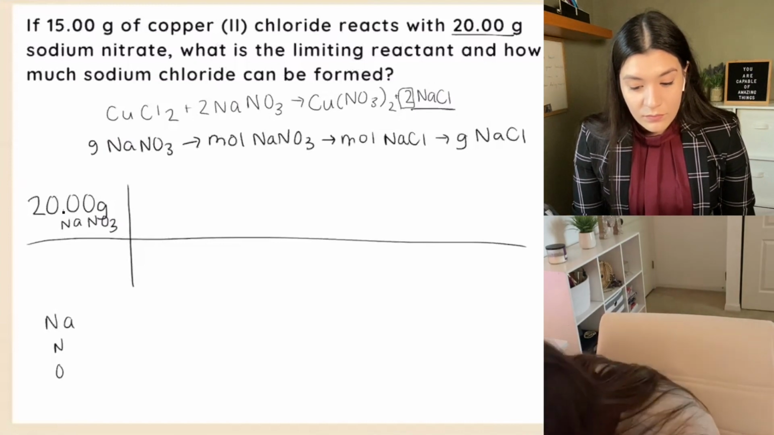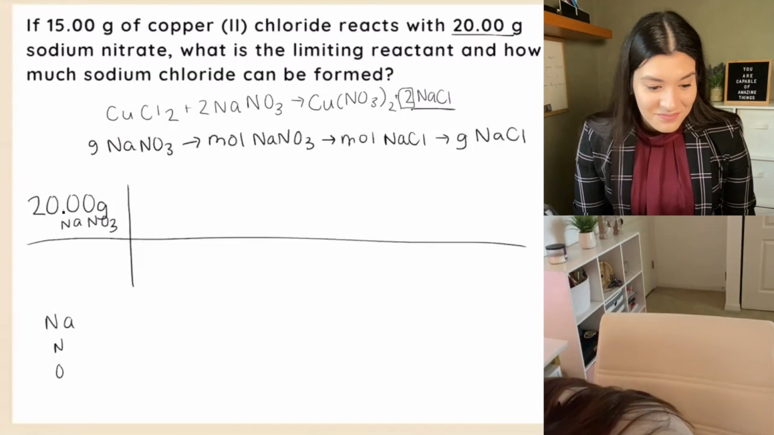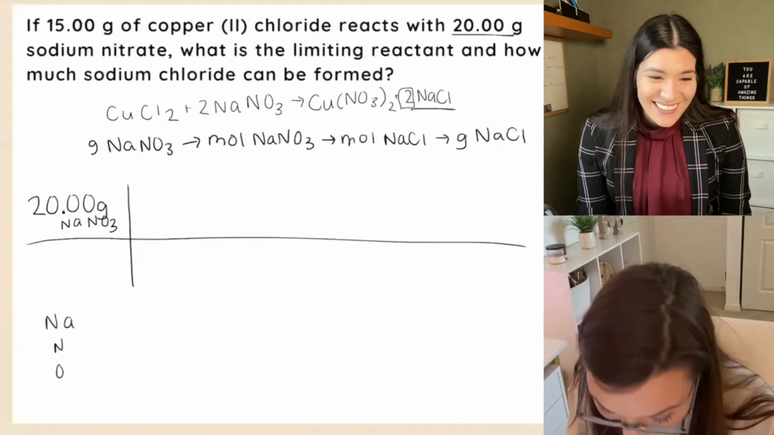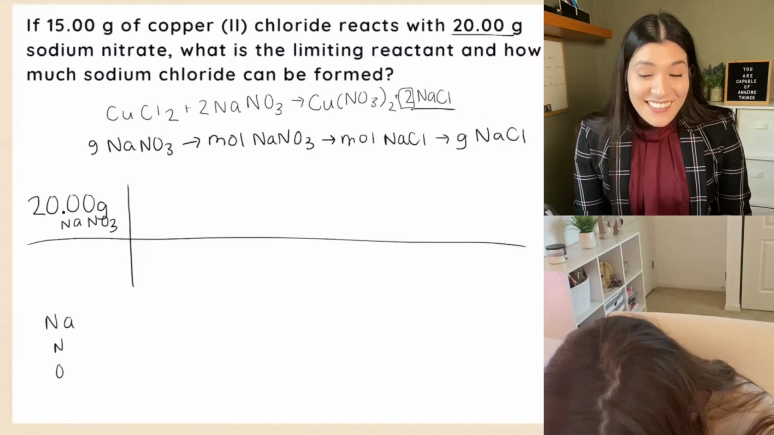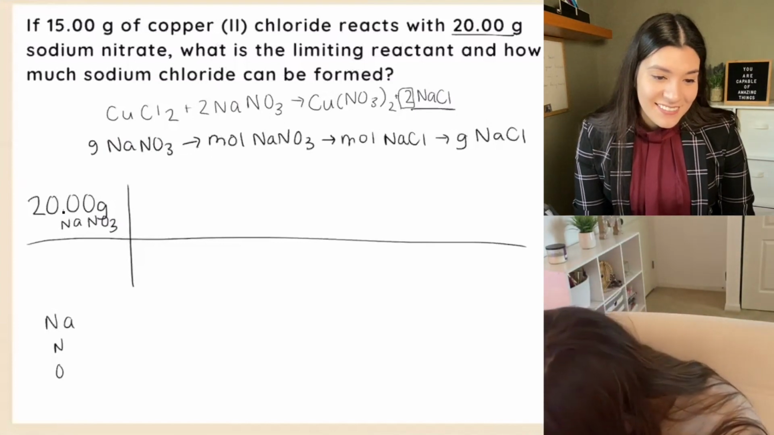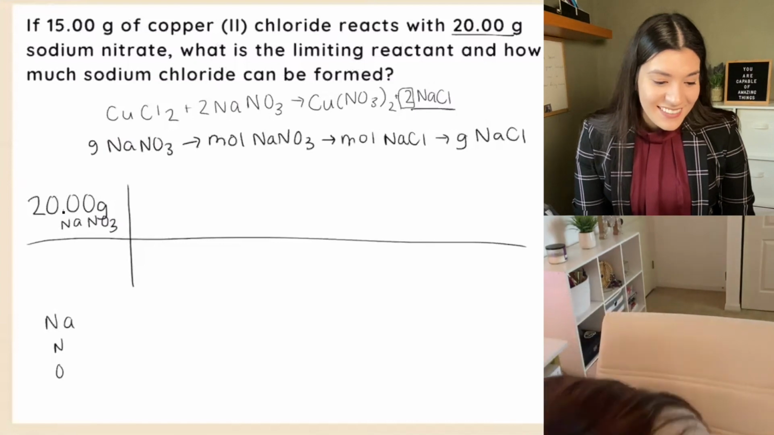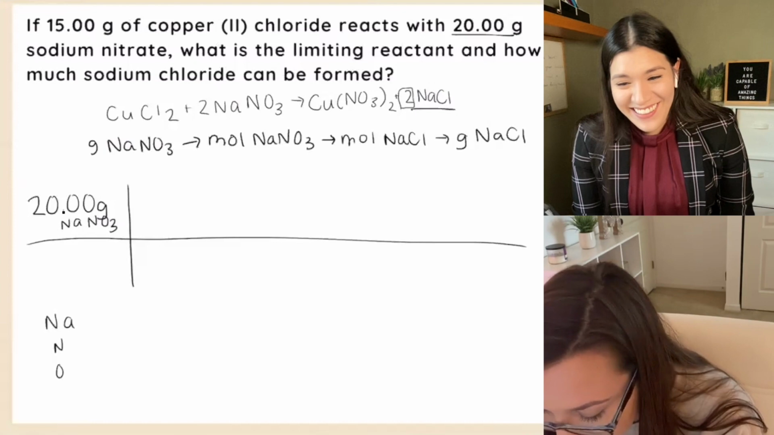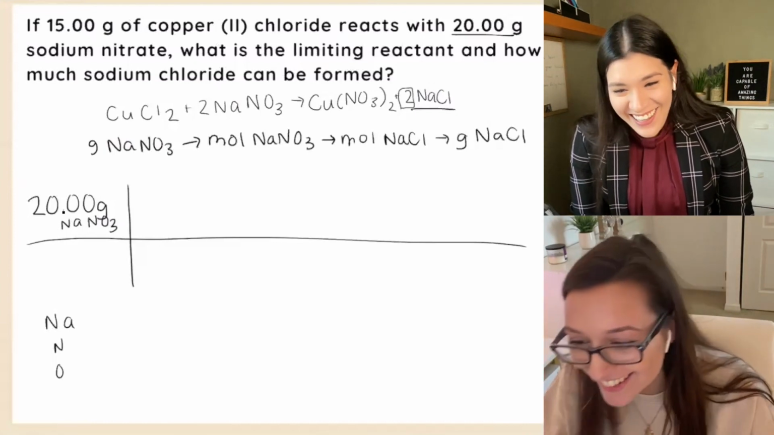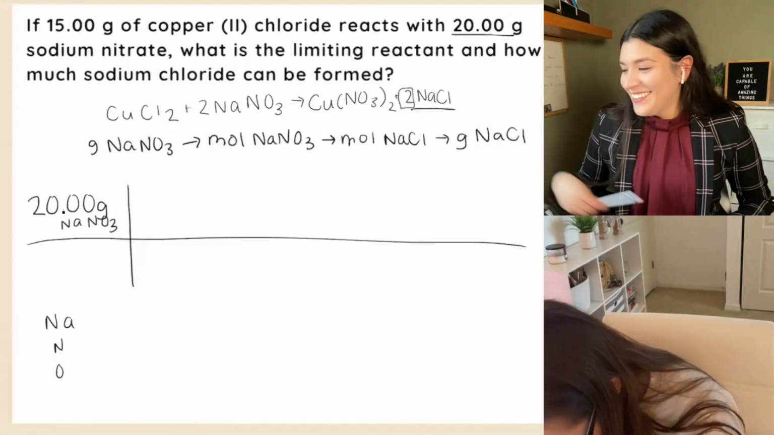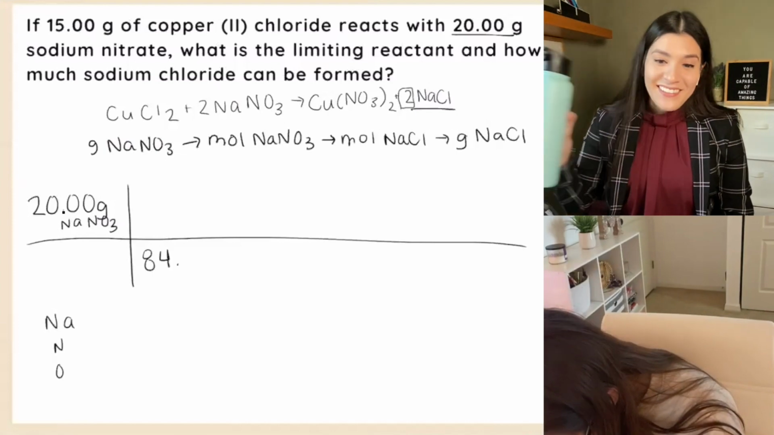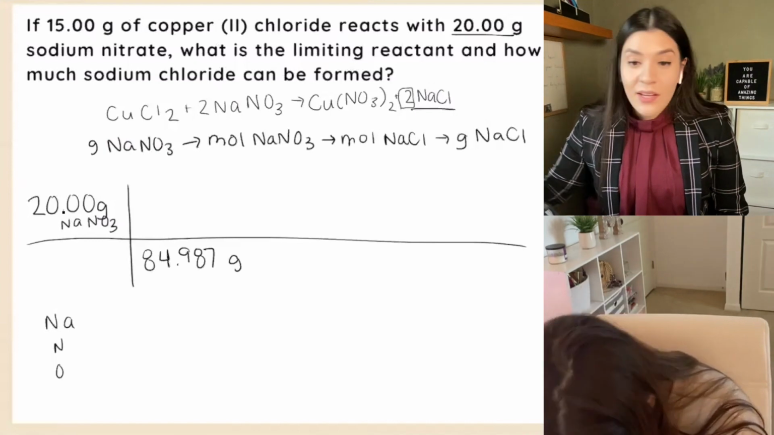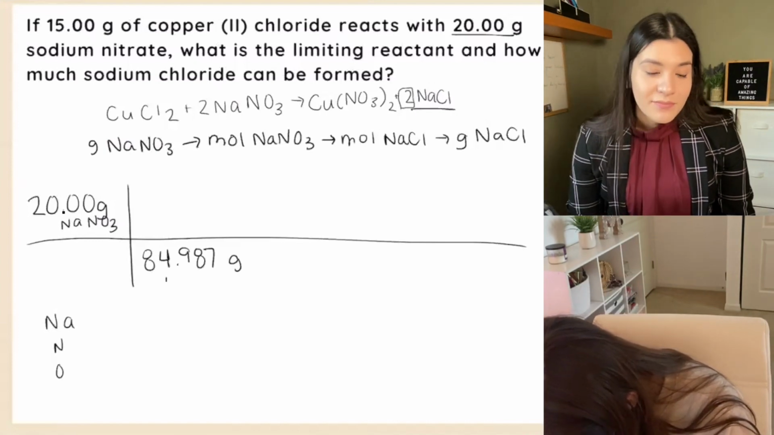Sometimes when I can't find an element, I'm like, who moved that on the periodic table? I could have sworn nitrogen was over there. It's next to oxygen. Okay, 15.999 times. All right, there we go. And this is our grams of.